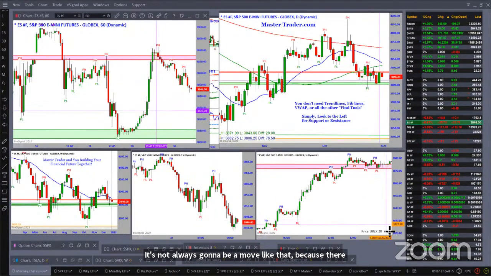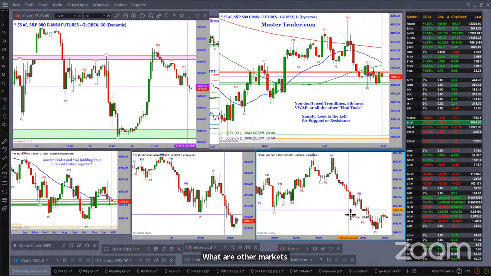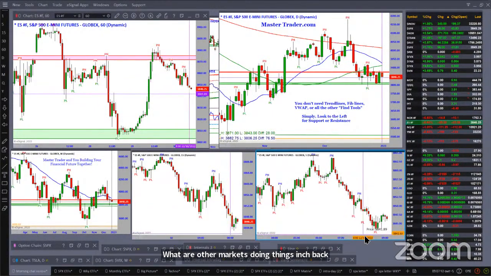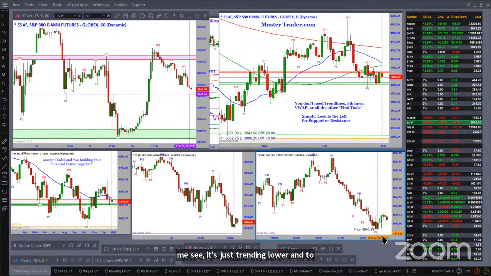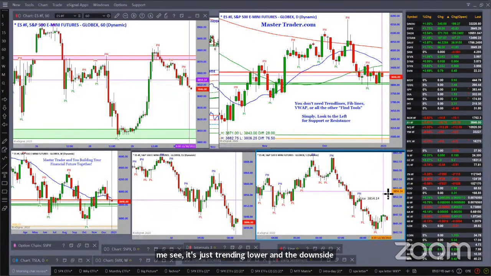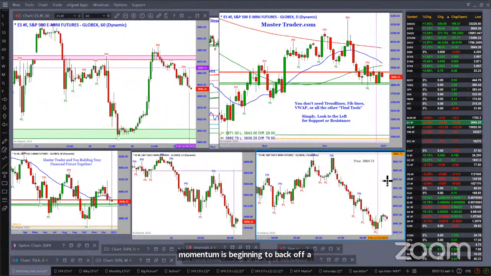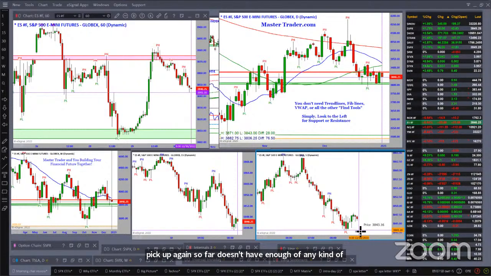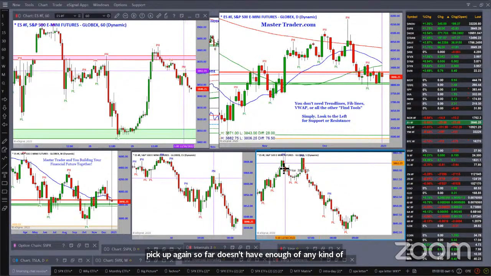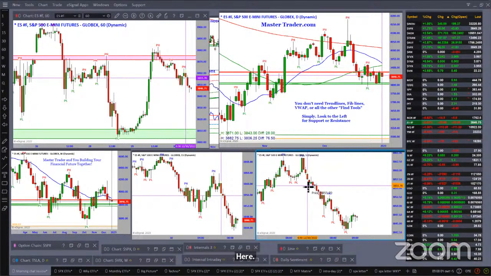Anyway, what are other markets doing? As things inch back down, we see it's just trending lower, and the downside momentum is beginning to back off a little bit. It can pick up again, but so far it doesn't have enough of any kind of a bottoming process to say maybe it's made a low here. Notice the little M top up there, the wide range bar, and it flipping back down again.